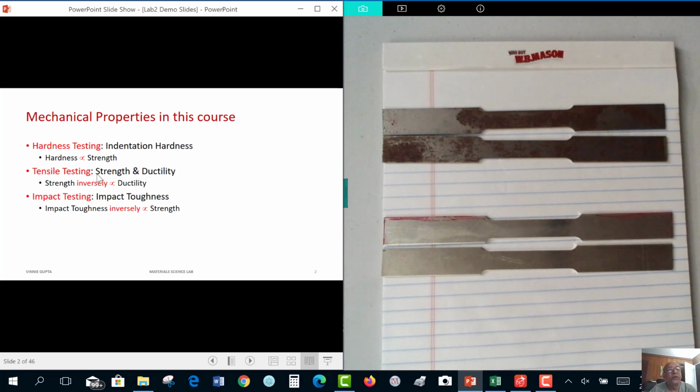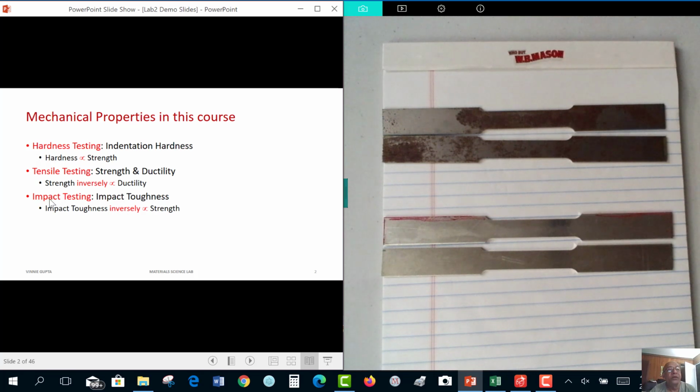In this lab, we are going to focus on tensile testing, and we are going to see a relationship between strength and ductility, which is inverse. So we are going to find that strength is inversely related to ductility. That would mean that hardness is therefore inversely related with ductility.